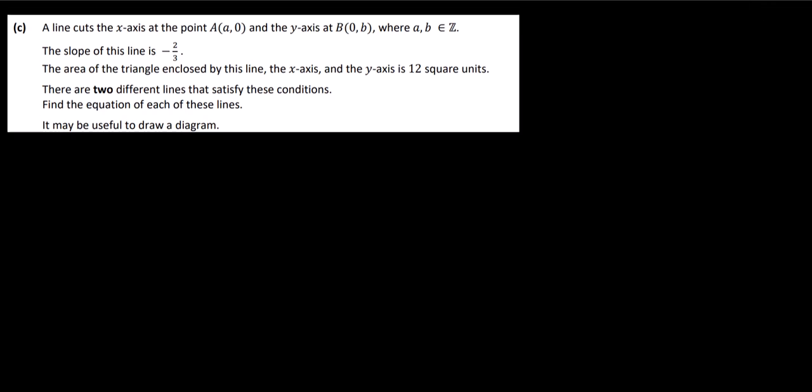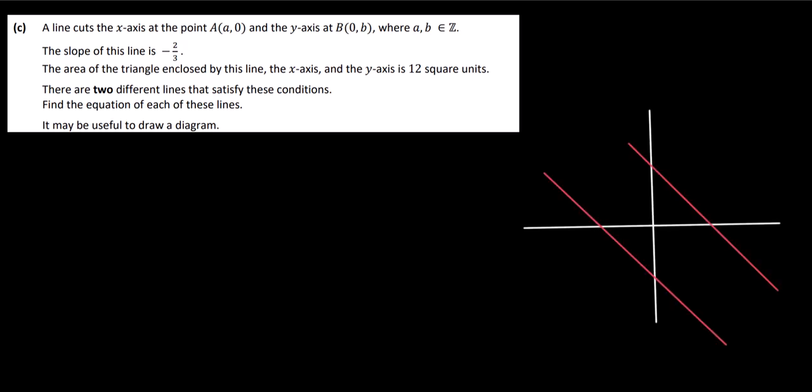Okay, so let's draw a diagram anyway. We've got our y-axis, we've got our x-axis. The two lines will look something like this. These two lines need to be parallel because they have the same slope. Both these lines have a slope of minus 2 over 3. This point here is on the y-axis, and that's going to be b, which is (0, b). On the x-axis, that's a, which is (a, 0).